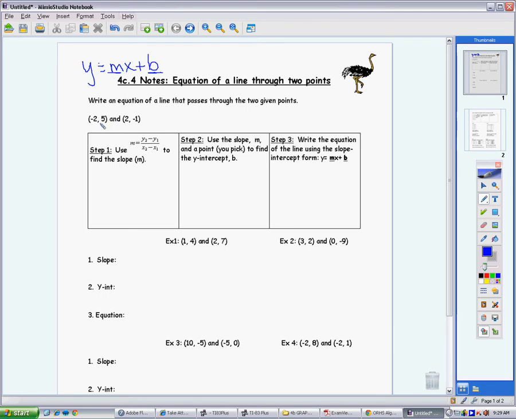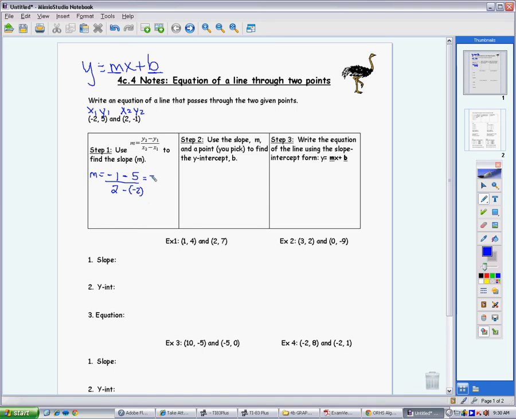So first step, if we're given 2 points, is to go ahead and label it x1, y1, x2, y2. And we're going to use our slope formula that we learned in the last unit, y2 minus y1 over x2 minus x1, to find the slope. Since I've labeled my points, my slope is going to equal -1 minus 5 over 2 minus -2. And I want to go ahead and simplify.